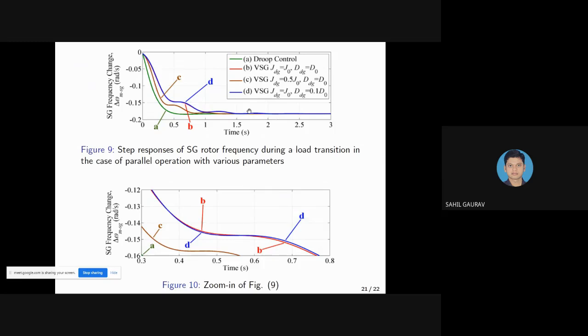And in the steady state, we can see all the curves have the same response. So the parameters of the swing equation have no influence on the steady state. So both VSG and droop control have the same response in the steady state. So that is all about today's lecture.